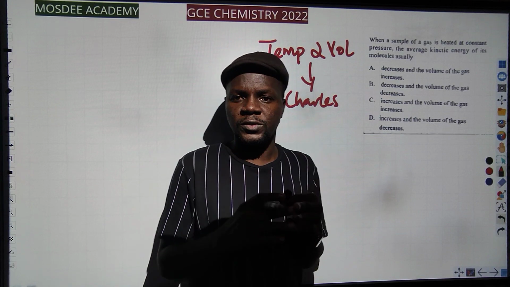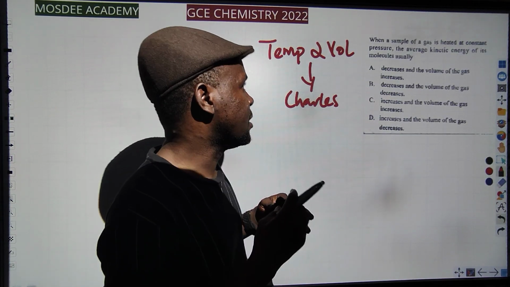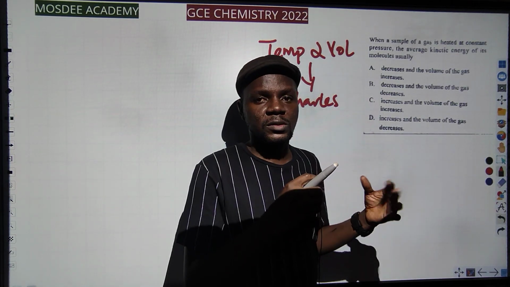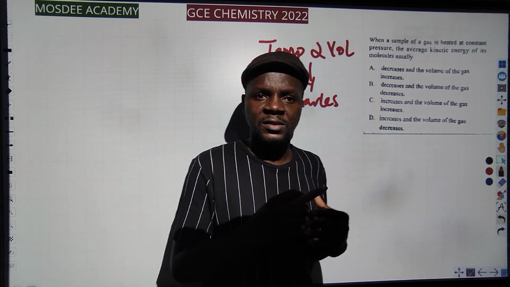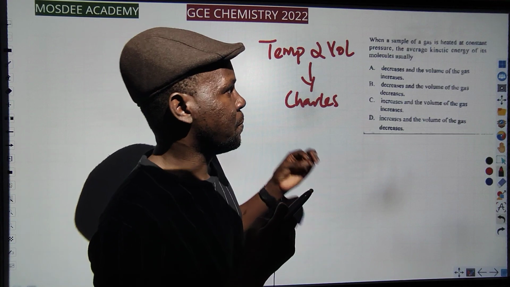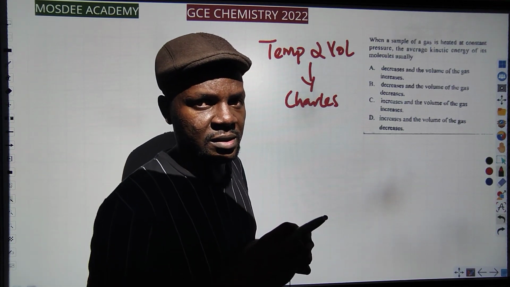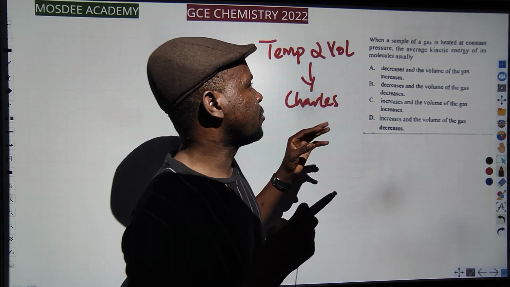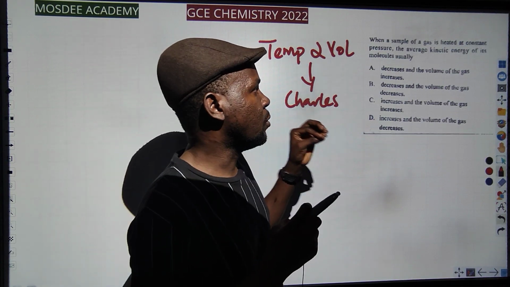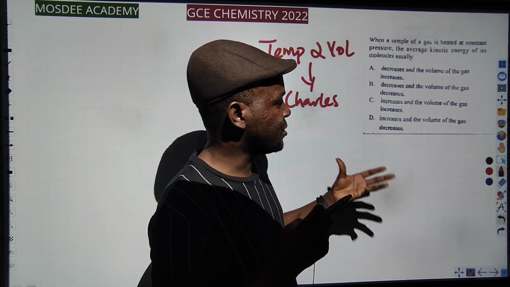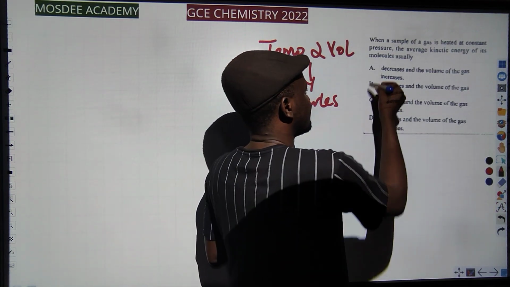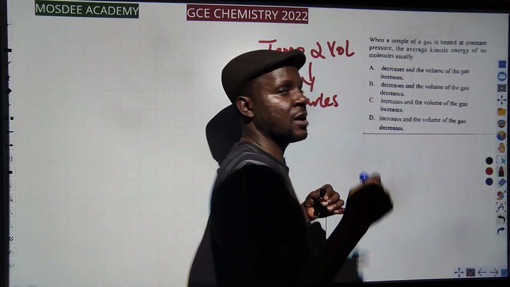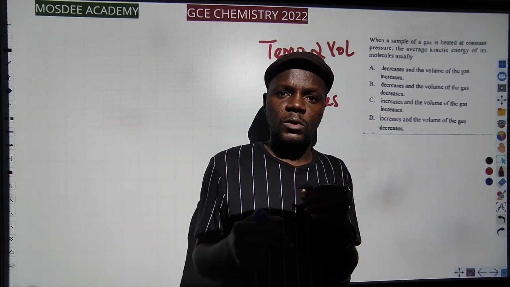So pressure is constant. As temperature increases, the volume also increases, and when temperature decreases, the volume also decreases. But here, be careful: nobody is pressurizing, so the pressure is constant. The measure of average kinetic energy of a molecule usually increases, and the volume of the gas also increases. It cannot be the opposite, because Charles' law tells you that they tend to increase together.